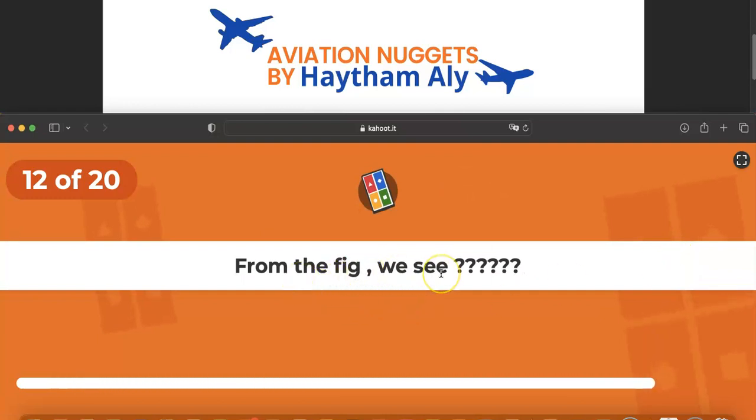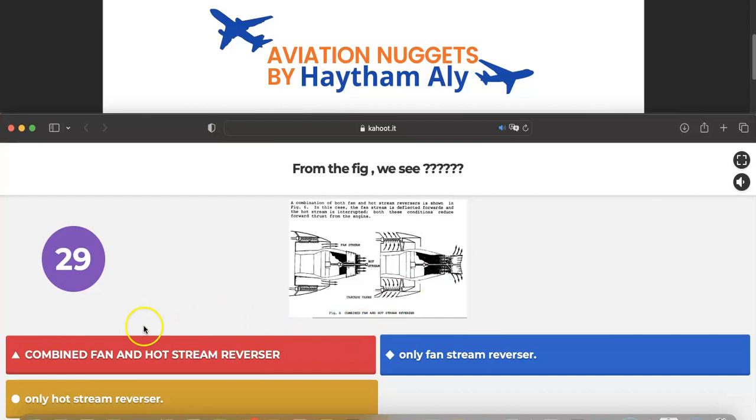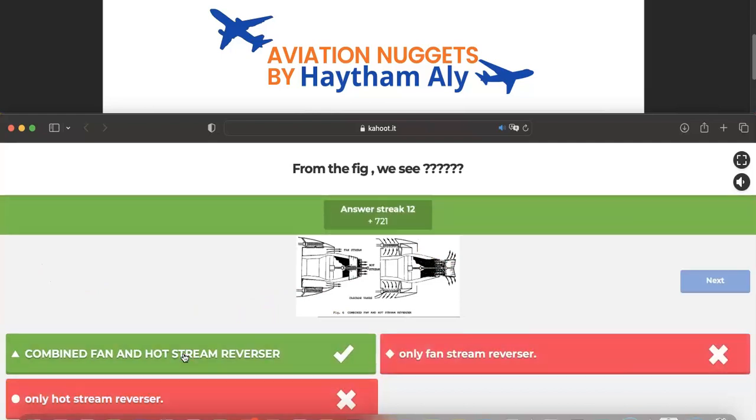From the figure we see: a combined fan and hot stream reverser, only a fan stream reverser, or only a hot stream reverser. In this one we see both cold reverse and hot reverse, so it is a combined fan and hot stream reverser. Yes, on some aircraft engines there is a design that combines a fan and hot stream reverser system. Okay, everybody, let's proceed to the next question.